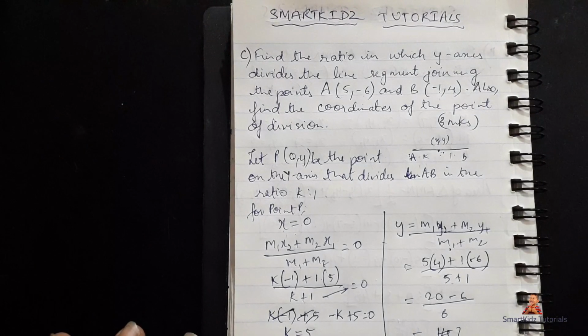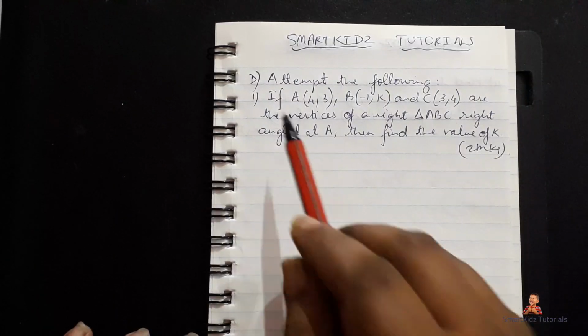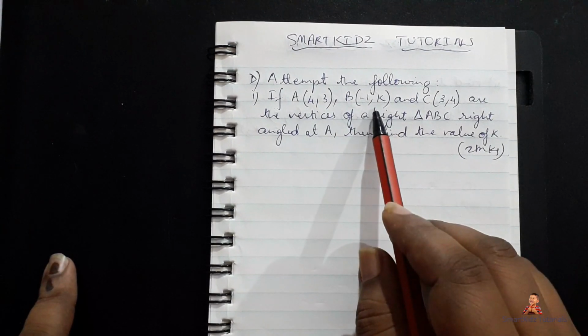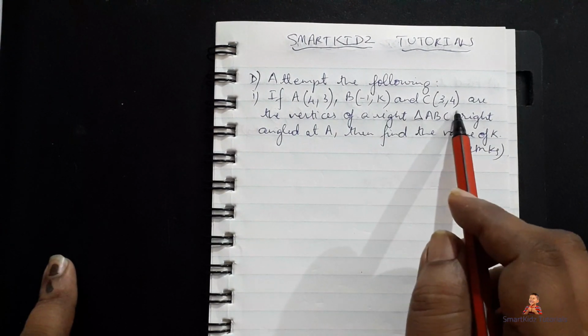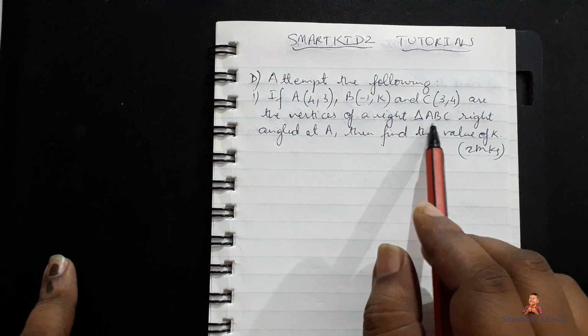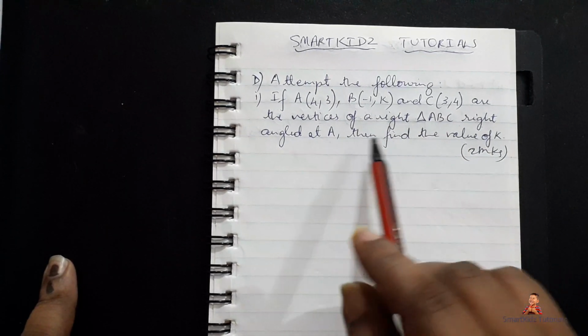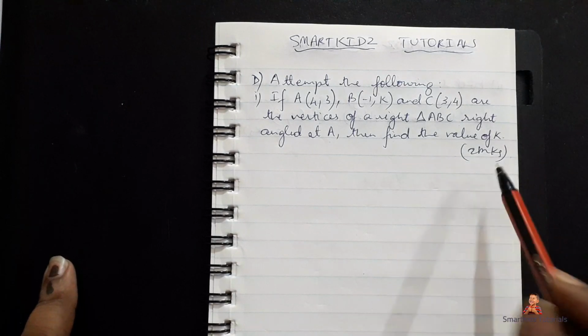That is how we solve this problem. Question D1 is: if A(4, 3), B(-1, k) and C(3, 4) are the vertices of a right triangle ABC, right angled at A, then find the value of k. This is for 2 marks.